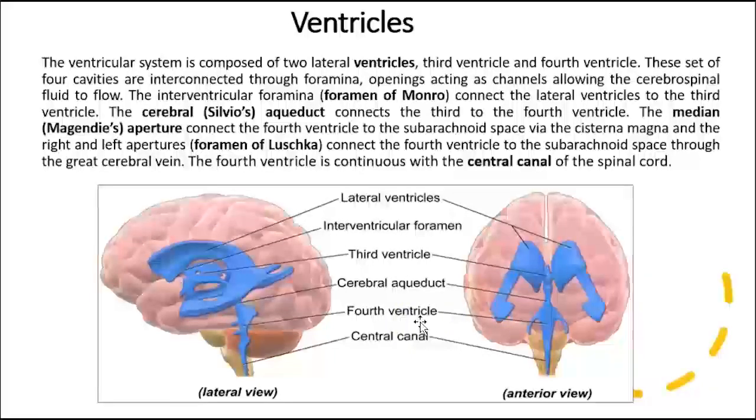The communication between the third and fourth ventricle is provided by the cerebral aqueduct. And very important to notice is that at the level of the fourth ventricle, you have the lateral apertures. The lateral apertures will allow the fluid to come out and bathe the brain. The median aperture continues down through the central canal in order to take the fluid to the spinal cord.